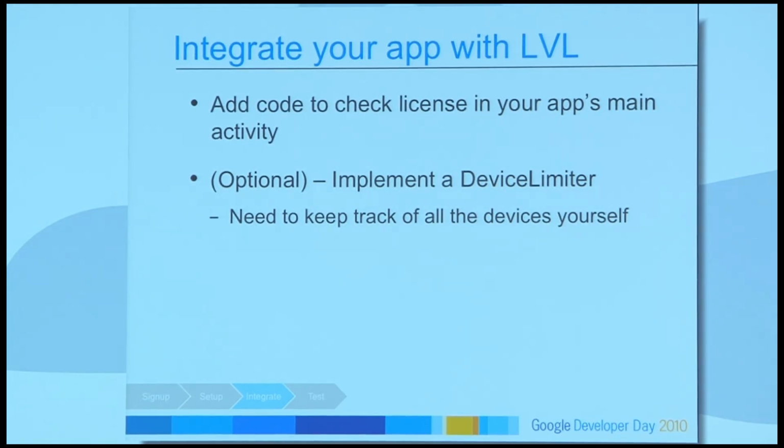After that, you can start adding code to your Android app to do all the license checks in your app's main activities. There's another optional thing you can do if you want to limit the license at the device level. As we mentioned before, you can implement a device limiter. But again, it's your responsibility to keep track of all these devices on your own server. The Android Market licensing server will not keep track of that for you.